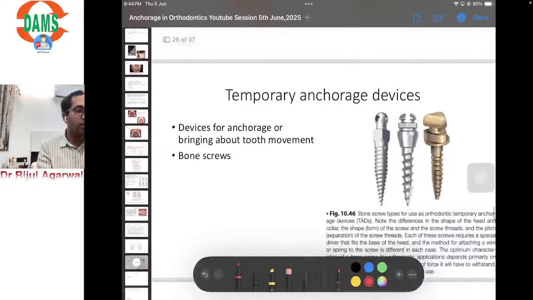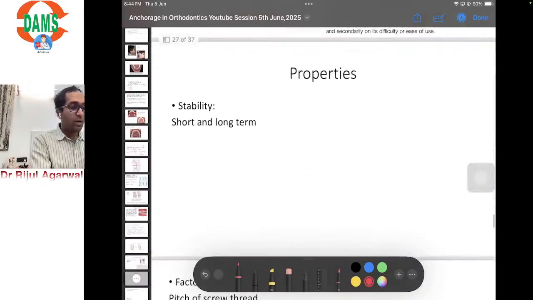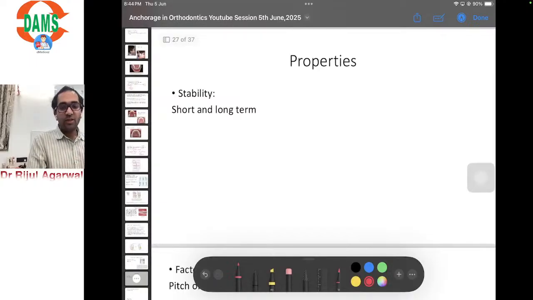Now we're going to have a brief discussion about two things, that is temporary anchorage devices, TADs, and mini plates. As I've already told you, TADs are bone screws or devices for anchorage to bring about desired tooth movement. These are the images. There are certain properties of these TADs, just similar to those of prosthetic implants. First is stability. Stability is of two types, short term and long term stability.